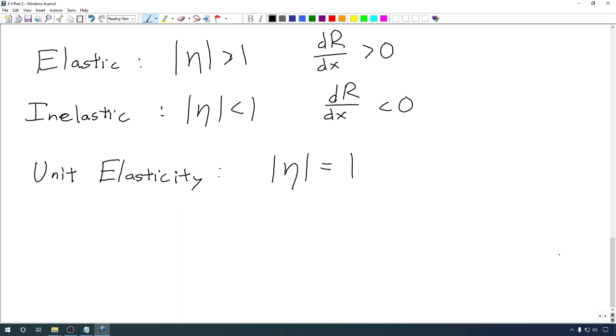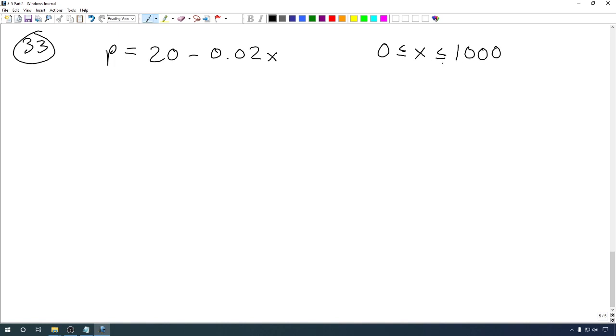But let's actually work some problems about the elasticity of demand. I'm going to work on problem 33. In problem 33, it says the demand function for a product is modeled by P equals 20 minus 0.02x, where x is between 0 and 1,000. In other words, they've actually even given us our feasible domain of 0 to 1,000, where P is the price per unit in dollars and x is the number of units. In part A, they want us to determine when the demand is elastic, inelastic, and of unit elasticity.